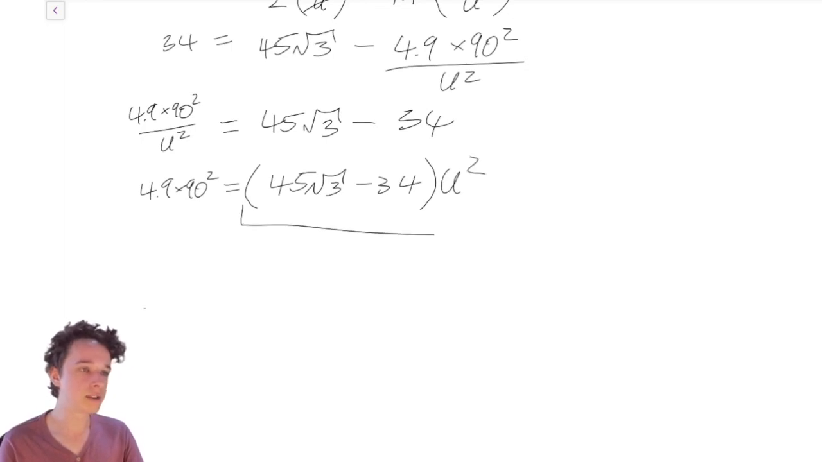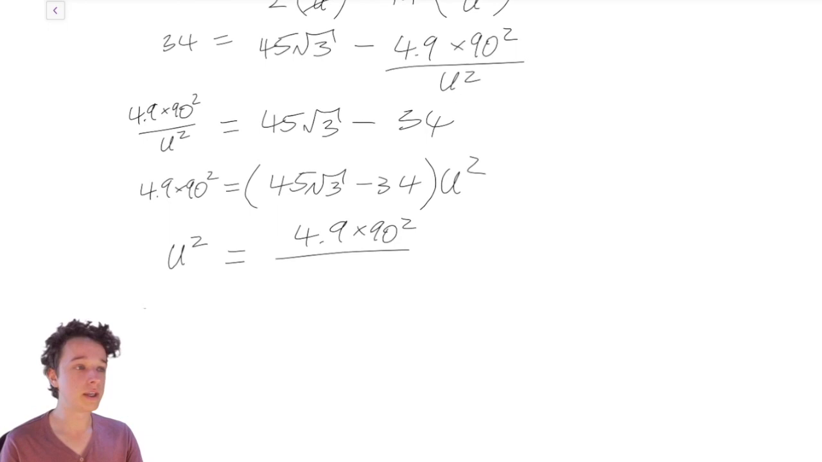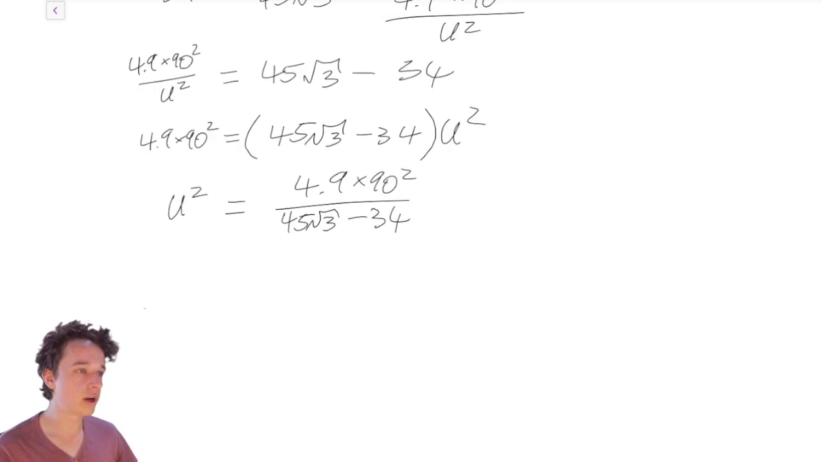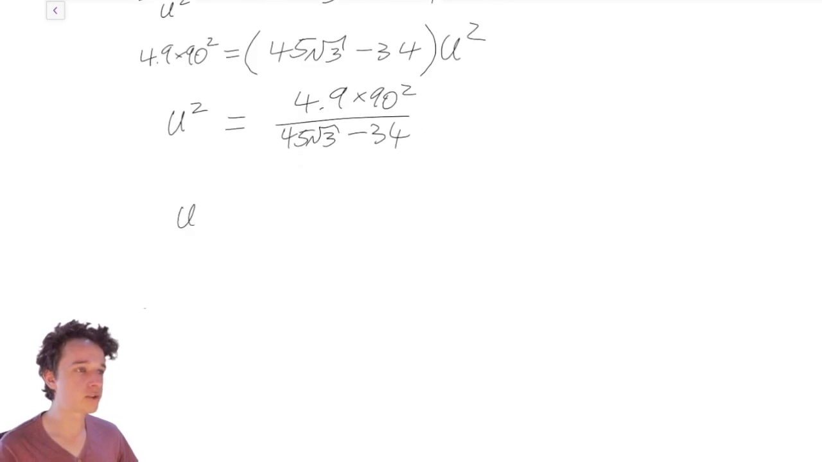Divide both sides by this term here, and you'll end up with u squared is equal to, and I've just flipped the order of the expressions, it doesn't change anything other than the visual presentation. If you divide both sides by the term in these brackets here, we'll get 45 root 3 minus 34 in the denominator and 4.9 multiplied by 90 squared in the numerator. And then we just take the square root of both sides, which will leave us with this expression here.